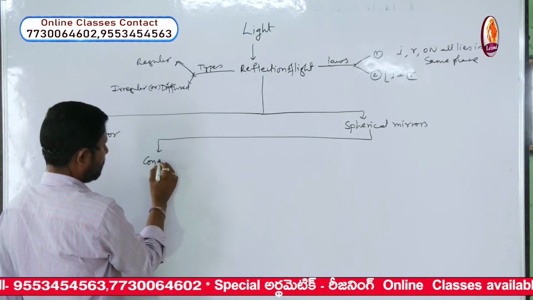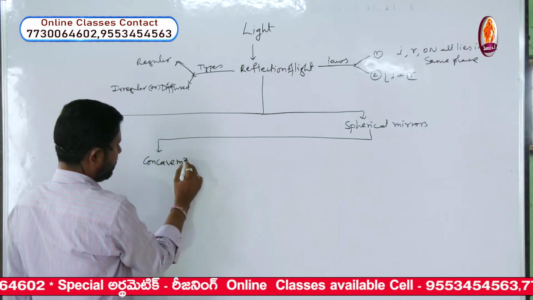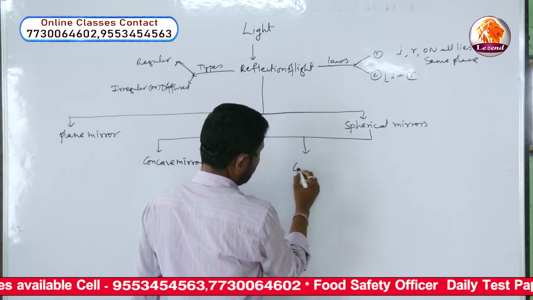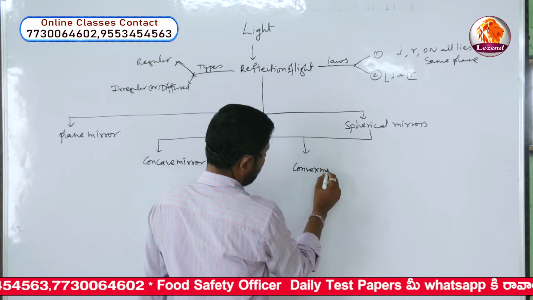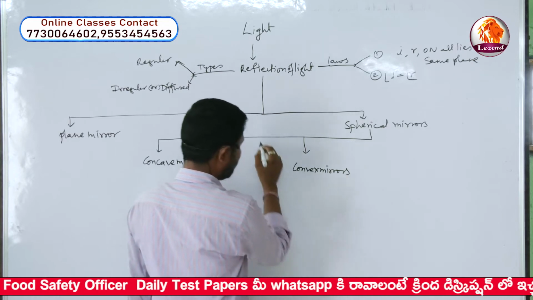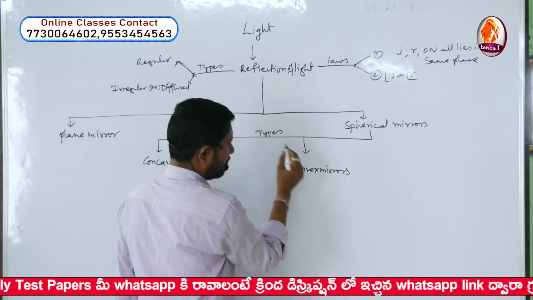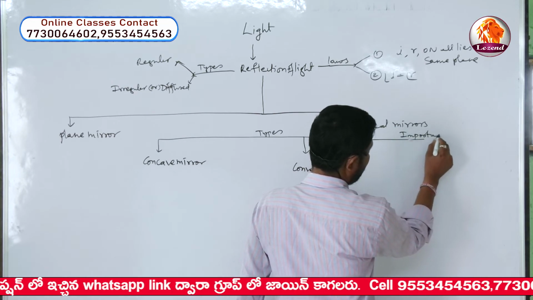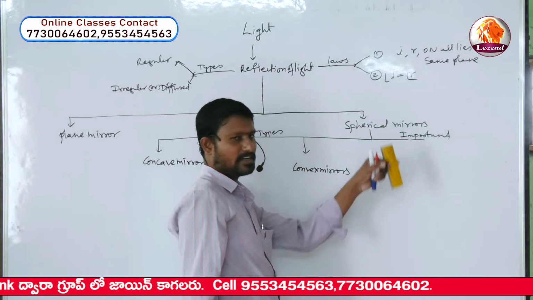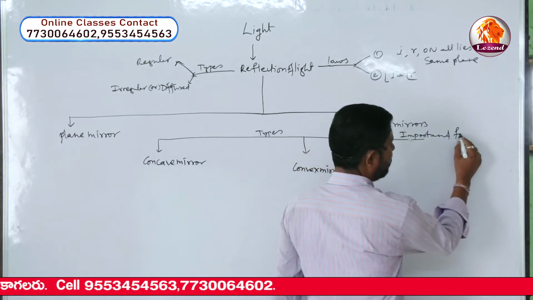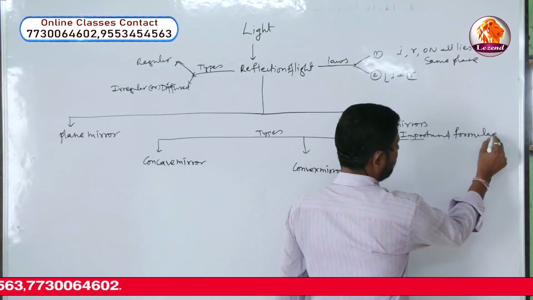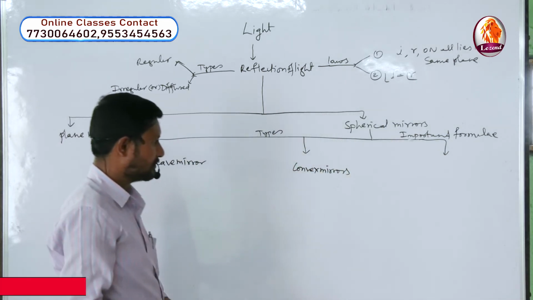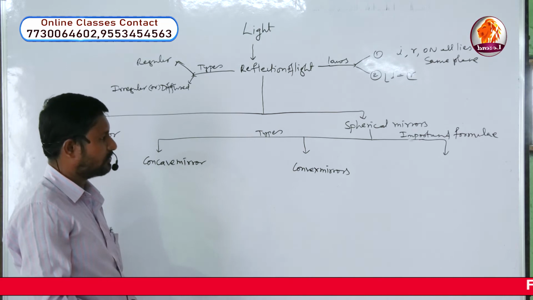One, concave mirror, and next we have convex. These are the types. And another important point, another branch of these spherical mirrors is the important formulae we have to take up. So in this we have to go through in detail now.